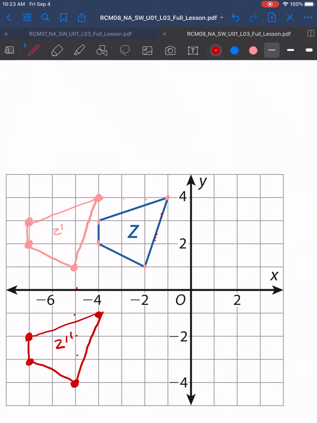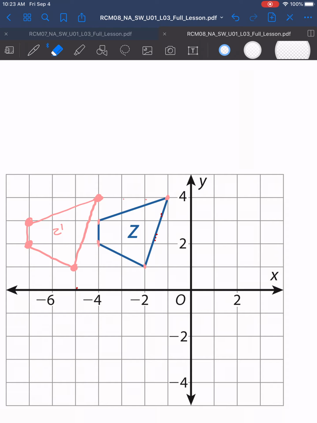I'm gonna do some new colors. You know what I'm gonna do? Pink was our first transformation, so I'm gonna erase this guy and change him to be pink. Okay, let's see, 1, 2, 3, 4, 5. Okay, so pink is the first way. Red will be the second way.